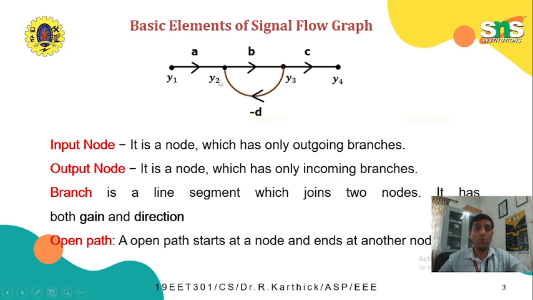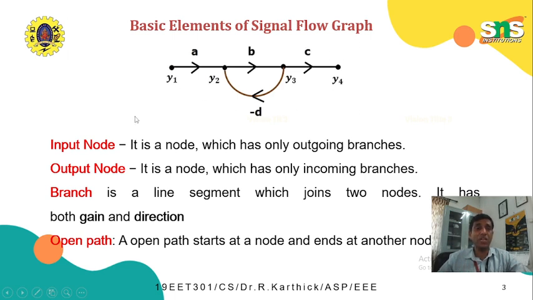The basic elements of the signal flow graph: the first one is the input node. The above diagram is the basic graph of a system, where y1 represents the input of the system and y4 represents the output signal. You can see the signal flow is unidirectional, and there are various elements of this graph, which represents the algebraic equations.